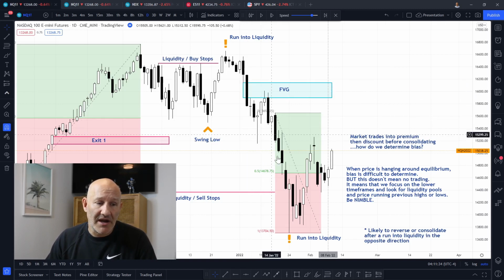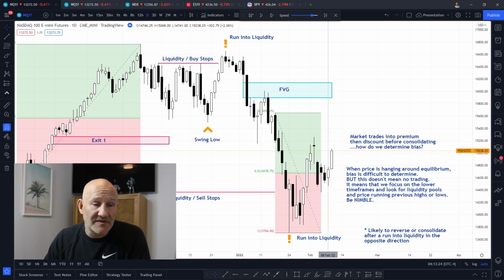You can see the market trades down into our second exit here. So we'd be out of this position once the market trades down into these sell stops, so into this sell side liquidity. So we know when the market runs into liquidity like it does here, it's likely to either reverse in the opposite direction or consolidate.